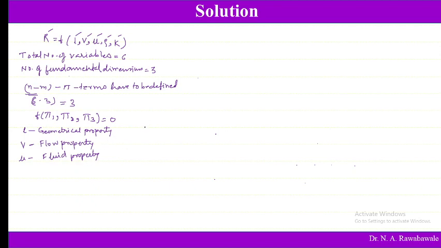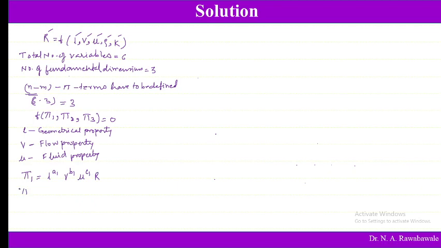So now we can proceed for writing the pi terms. First, pi 1 term we can define. Pi 1 is equal to L to the power of A1, then V to the power of B1, mu to the power of C1, and R, where R is the dependent variable.